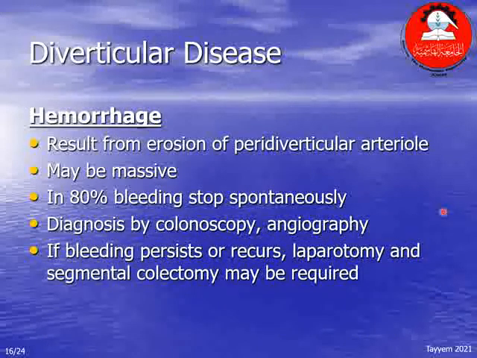Hemorrhage again could happen from diverticular disease and on occasion can be massive. Most of the time the bleeding will stop spontaneously without any intervention. To localize the site of the bleeding, you could utilize colonoscopy or angiography. Again, most of the time the bleeding can be managed conservatively, but if the bleeding is massive or persists or recurs, laparotomy and segmental colectomy may be required, and on occasions you might do subtotal colectomy to salvage the patient's life.